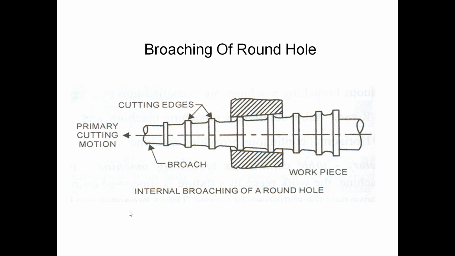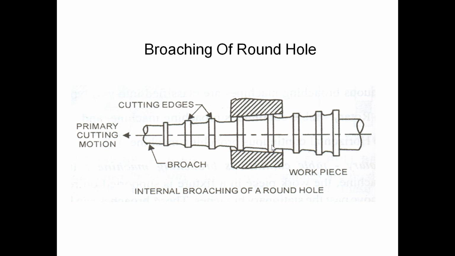Next you can see here, we are performing a round hole. This is the workpiece, and this work consists of a hole. We just have to pass the broach tool in this direction, from right to left. You can see the arrow mentioned here, from right to left. So the broach will pass through the hole, so that we can make a surface finish inside the hole.